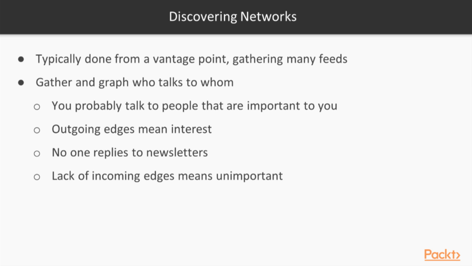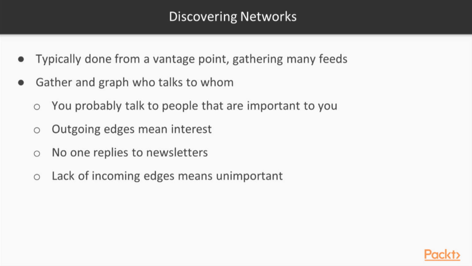Now, when you go to discover networks or do social network analysis, the best location to do it is from some level of vantage point where you have a lot of different feeds. In the example that we're going to use for this course, we're going to focus specifically on one feed that we control, which is email. But if you want to do this discovering of networks at a larger scale, or on something probably more meaningful across a larger environment, the more data feeds that you have and the more information you can watch, generally the better your picture is going to be.